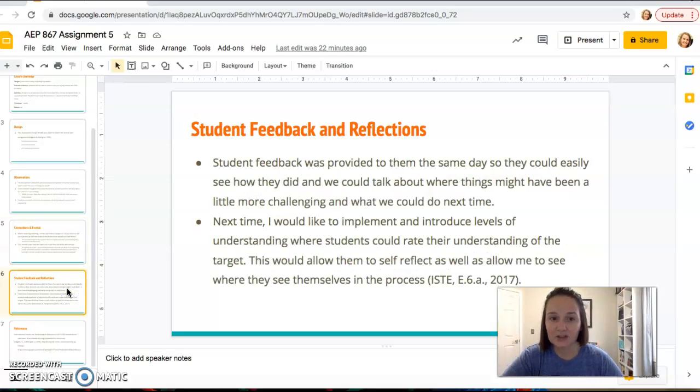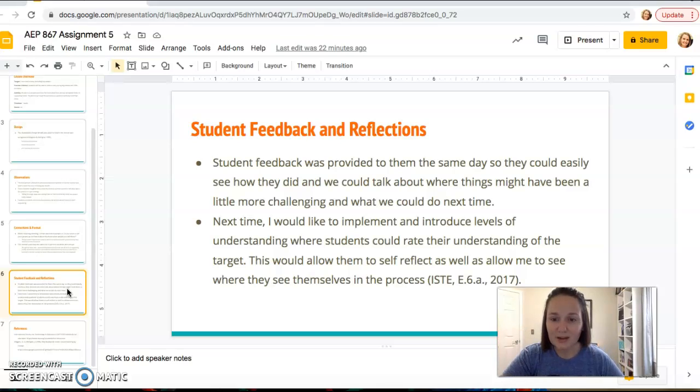The feedback and reflections. Student feedback, I provided it to them the same day, and we were able to look at it and see what worked, what didn't work, and talk about how maybe if they were relying too much on the pictures, like, you don't have to tell me everything that happens in the picture, and just having those conversations with them, which I think really helped, so they could see exactly where they were at and how they were doing.